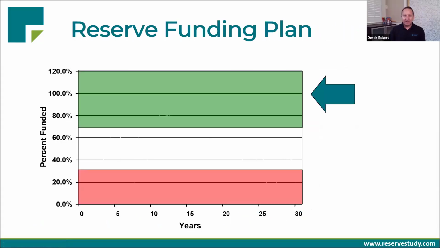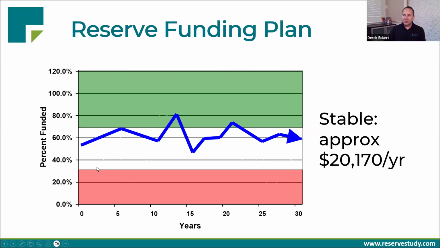And when we think about percent funded, 100% is theoretical or ideal. But if you're a community association and you're funded just below 60%, we'll say it's 55%, which happens to be about the average here in California, if you contribute at that baseline of $20,170 per year, what you're going to get is probably about 55% funded each and every year over the duration of the 30 years. And it's going to be pretty stable and consistent.